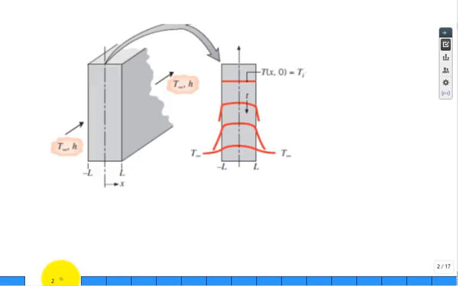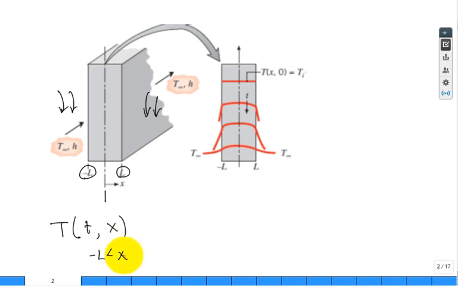But before we get into mathematical, let's just talk. Here's a slab. Where's the x coordinate system? The center line. It goes plus L minus L, so the slab thickness is 2L. You're convectively cooled on both faces of the slab, and we're interested in the temperature as a function of time as well as location x. X runs between minus L and plus L. Right? Okay.